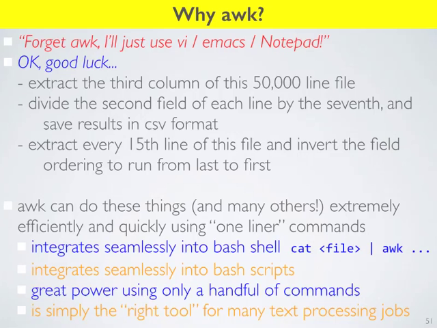Or perhaps you want to divide the second field of each line by the seventh field and save the results in a different file format. Or extract every 15th line of this file and invert the field ordering from last to first. Again, these are all very painful things to do by hand, but very simple to do in awk. There is some activation barrier, some overhead to getting used to awk, but as soon as you master some very basic syntax and vocabulary, you can do exceedingly powerful things like this with basically one line of code.